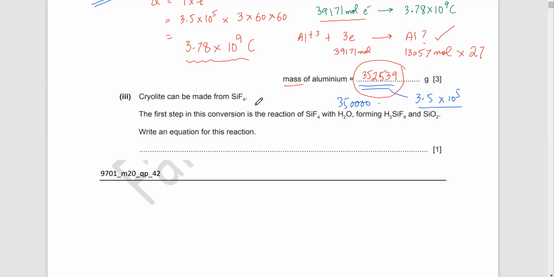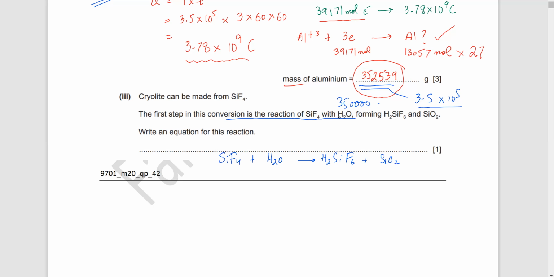The next part is cryolite can be made from SiF4. You just have to write an equation for this reaction. They've actually written everything down. Let me just quickly check. Cryolite, the first step in the conversion is the reaction of SiF4 with water. And what does it produce? It produces H2SiF6 and SiO2.